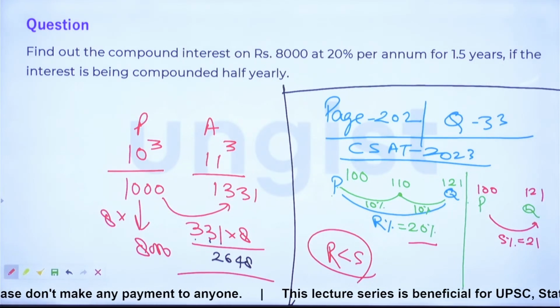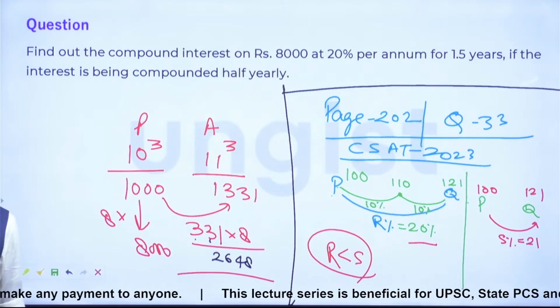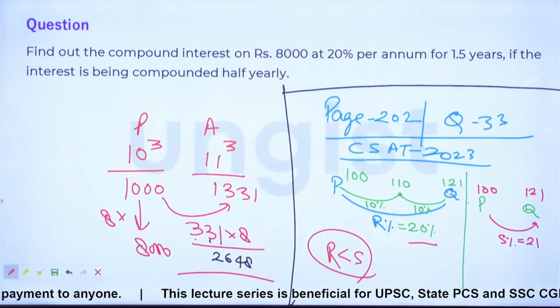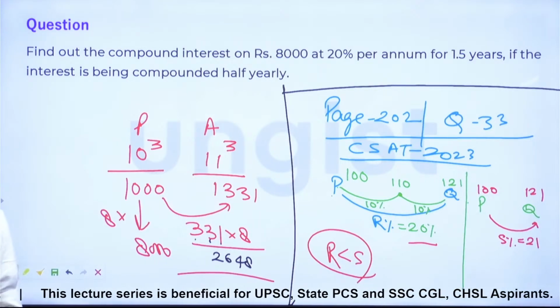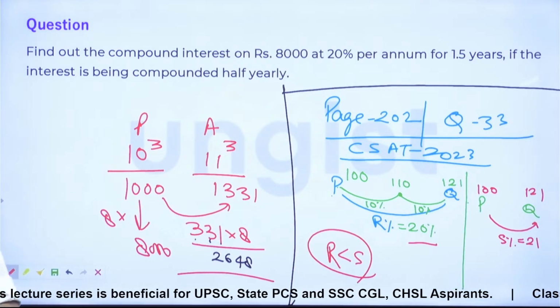Guys, it is clear, right? Okay. ठीक है. So this was compounding quarterly and half yearly, and this was the case that UPSC has asked.